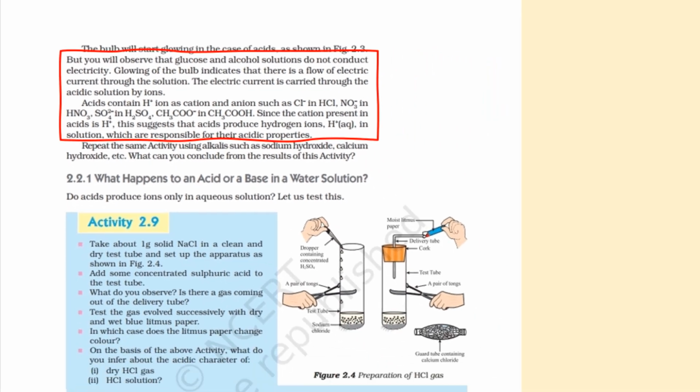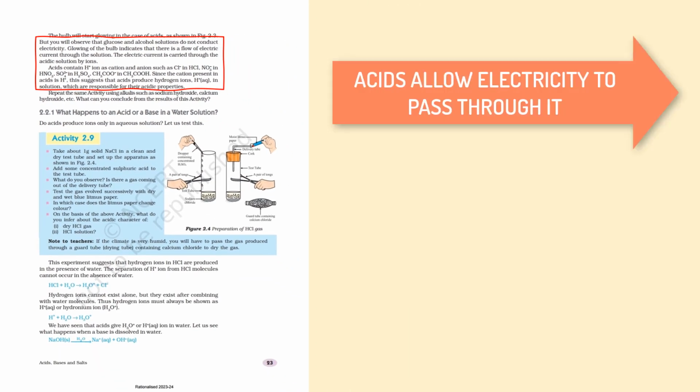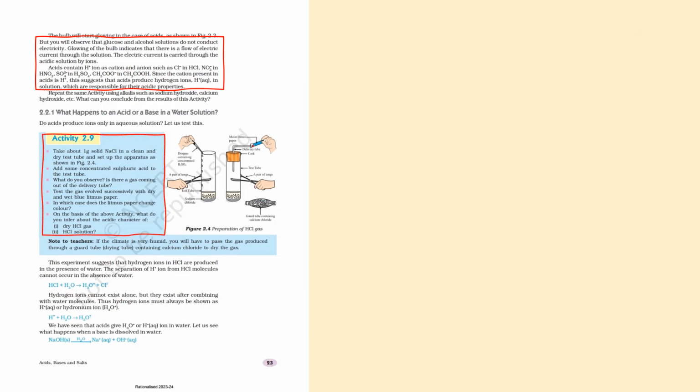Therefore, through this experiment, you have learned two things. First, acids allow electricity to pass through them. Second, the H+ ion leads to the acidic property of some substances. Now, moving ahead, we have activity 2.9.